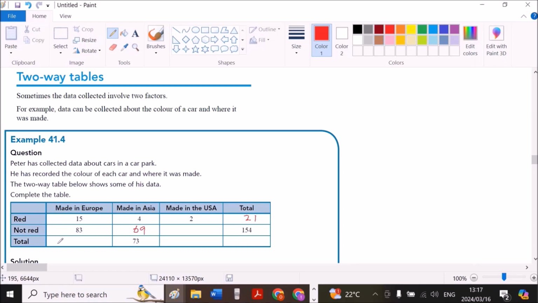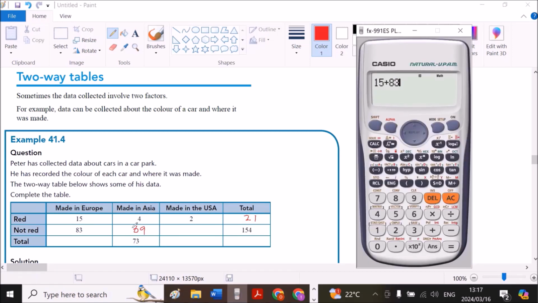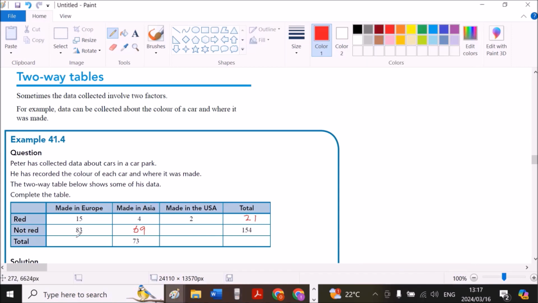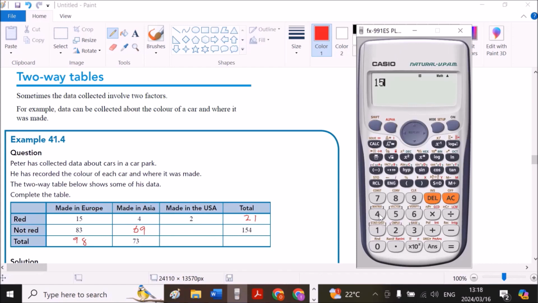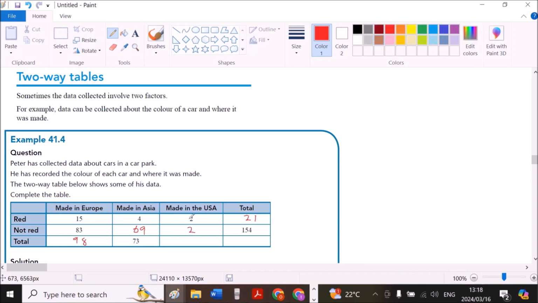For this column, the total is 15 plus 83, which is 98. For this row, 154 minus these two, 69 plus 83, will give us the value here, which is 2. And then the total here will be 4.